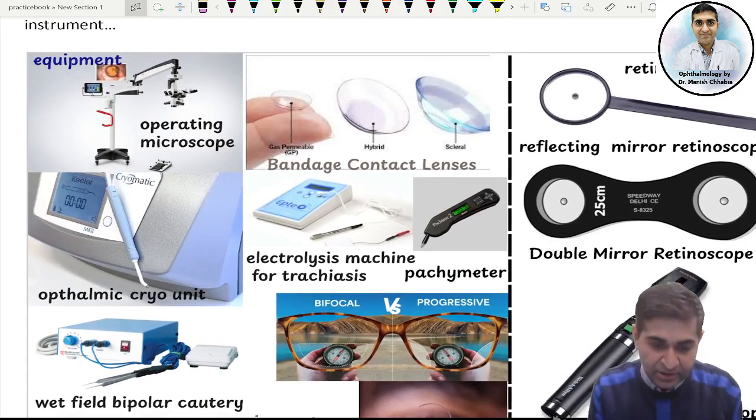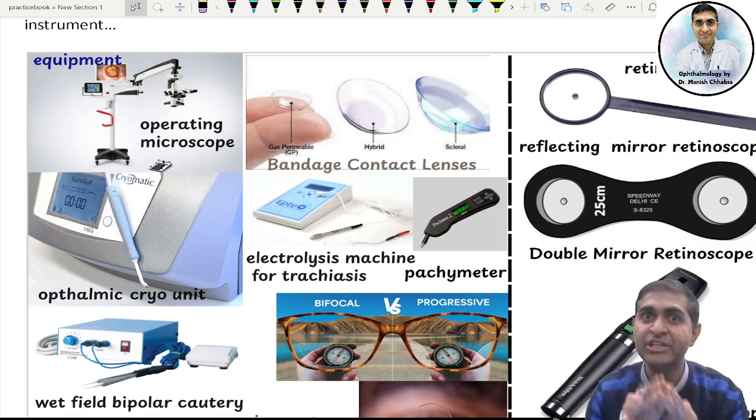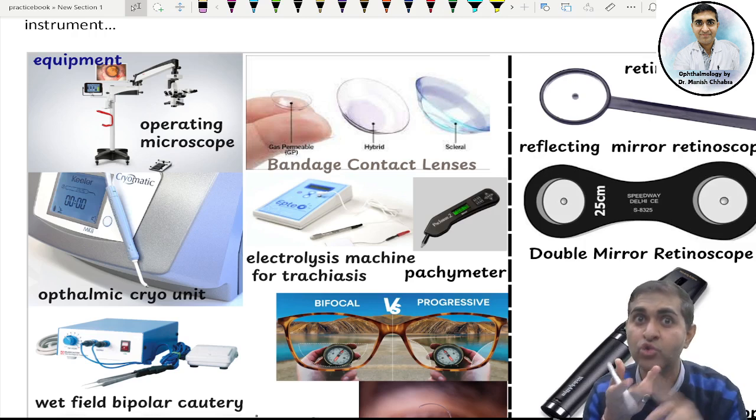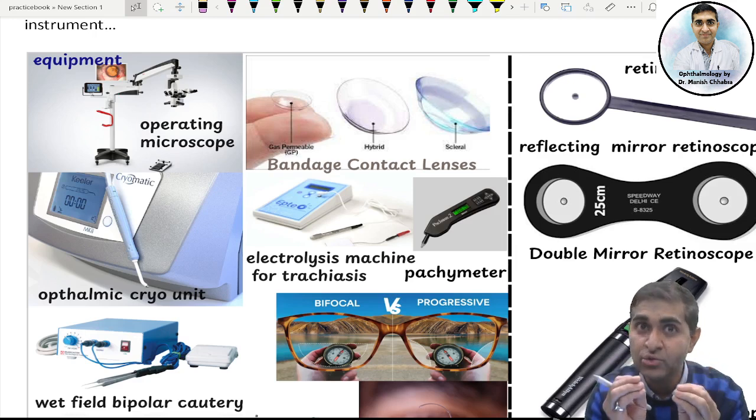All right, everyone. This video is different from the other videos that you have seen so far. It is a compilation of the instruments used in ophthalmology. These instruments are required in the main operation theater, minor OT procedures, and dark room, and some of them are themselves used in examination. I'll also be telling you the basic usage of these instruments.